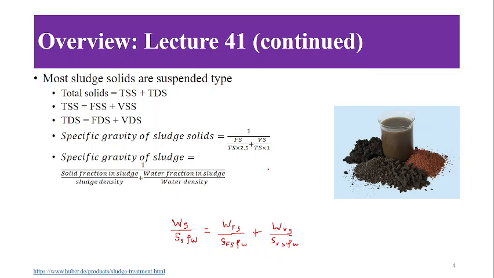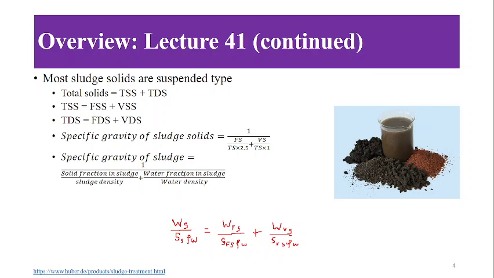Now we know that sludge has solids as well as water. So we found out the specific gravity of sludge solids from here. Please don't get confused. This is the specific gravity of sludge solids, and the specific gravity of sludge will have the solid fraction of sludge and the water fraction of sludge. Based on this, the formula is such that we have the solid fraction and the water fraction along with their densities.